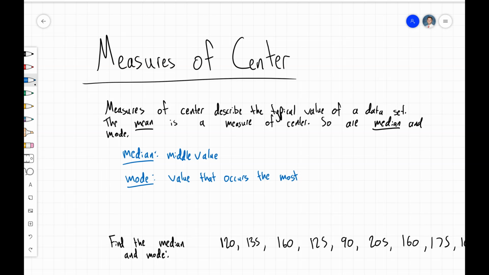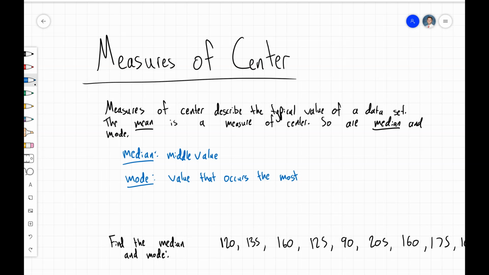Hey everyone, in this video we are going to be looking at measures of center. In statistics, measures of center describe the typical value of a data set. The mean, which we discussed before, is a type of measure of center. So are what we call the median and the mode, which we'll be introducing today.